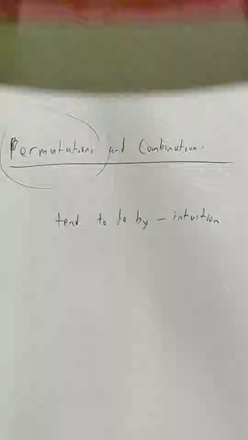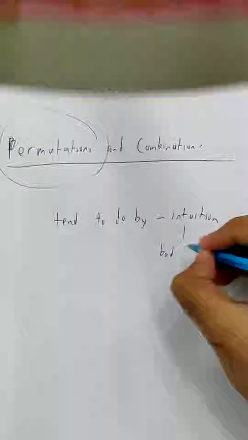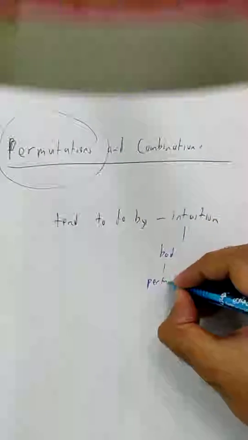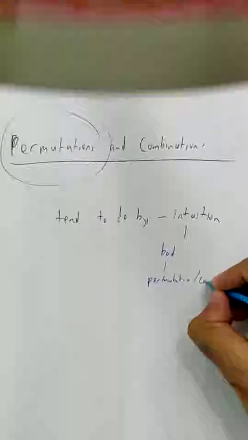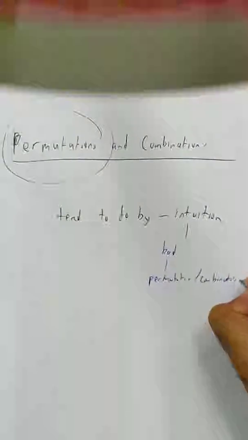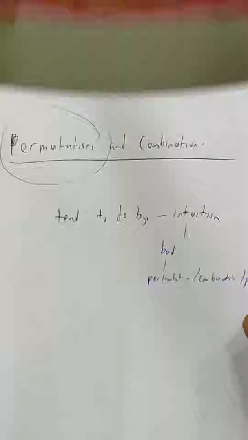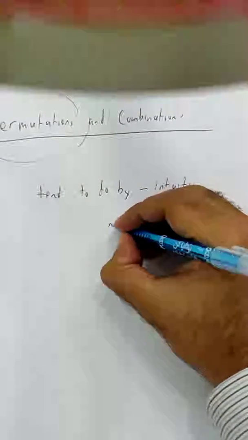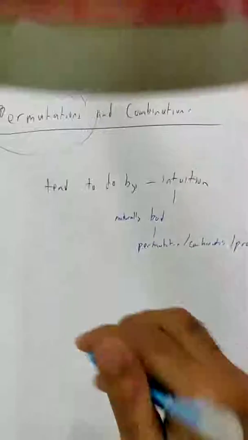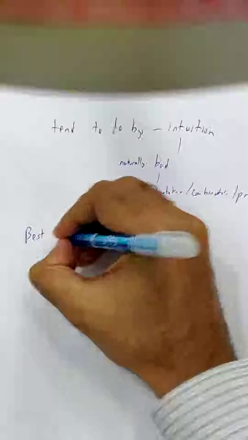But let me tell you one thing. Naturally, our intuition is bad for this topic. Bad for permutation, combination, and probability. Naturally, we are bad at it. Our instinct, our intuition just cannot do it. So the best advice for this topic is to plan.